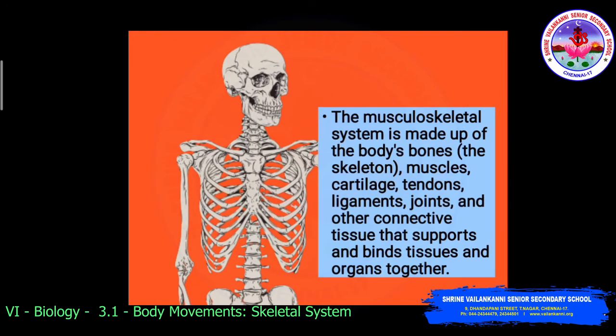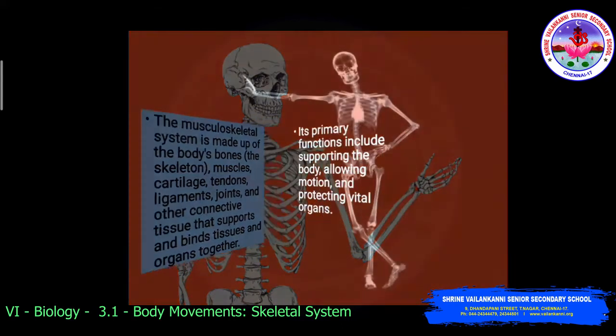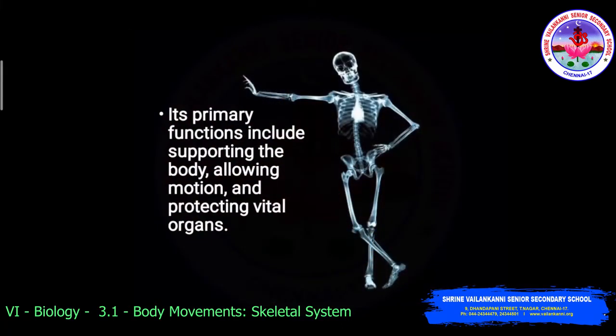The musculoskeletal system is made up of the body's bones, muscles, cartilage, tendons, ligaments, joints and other connective tissue that supports and binds tissue and organs together. What is its function? Its primary functions include supporting the body, allowing motion and protecting vital organs.